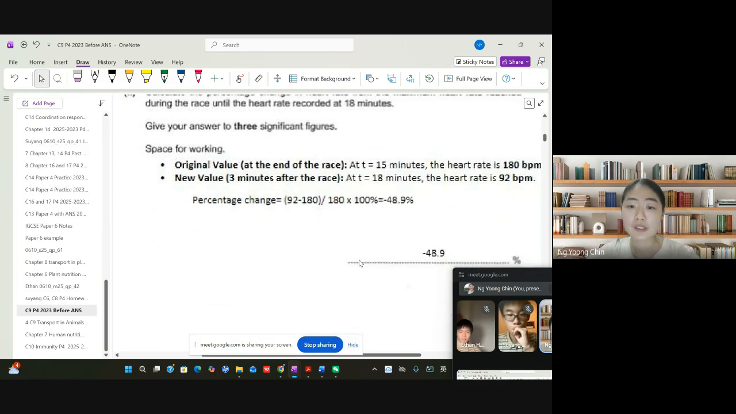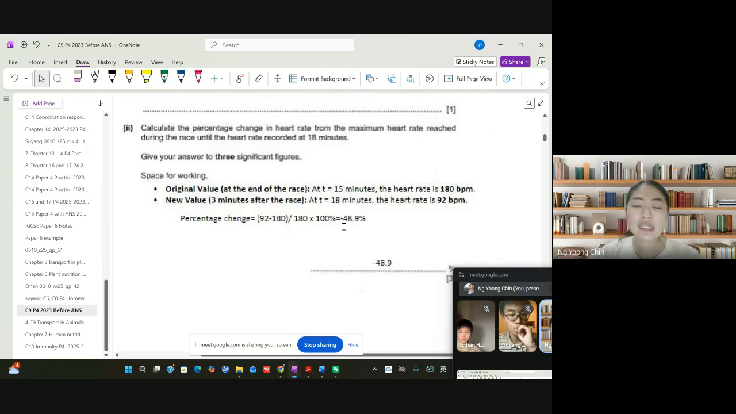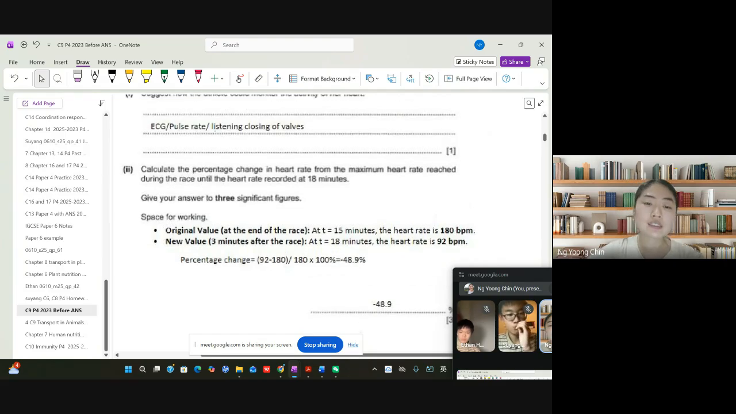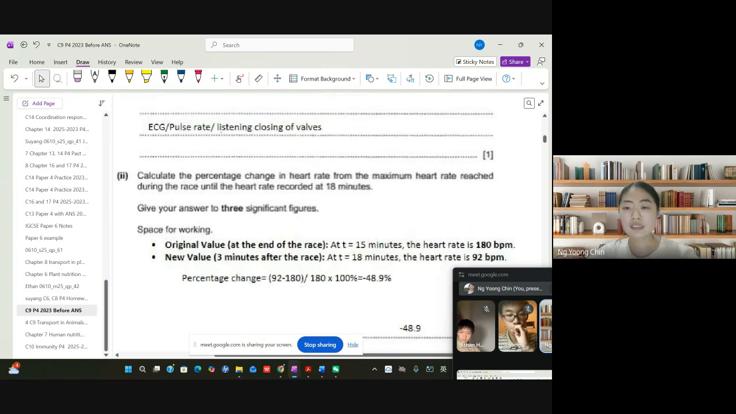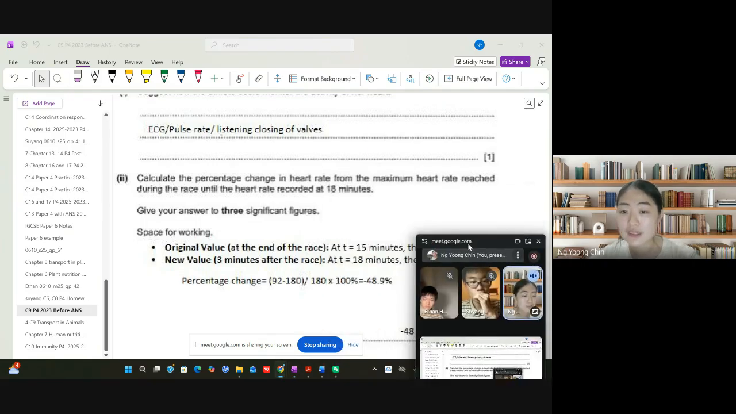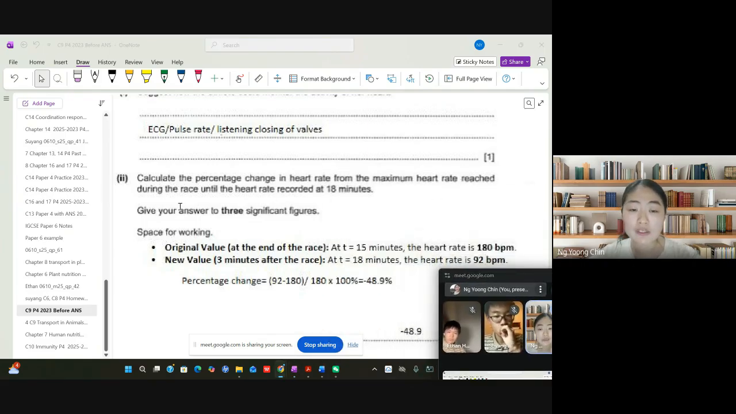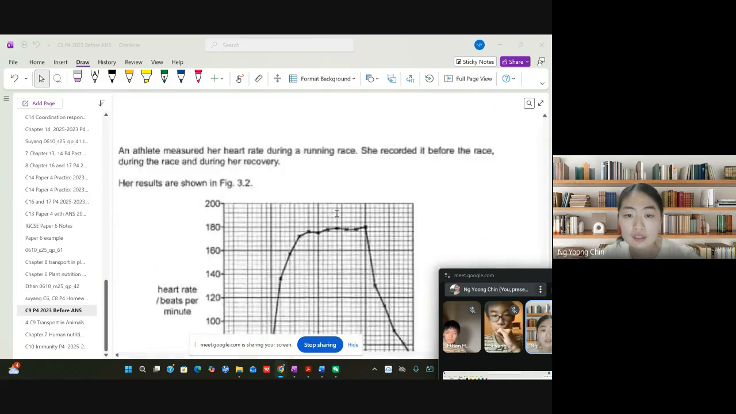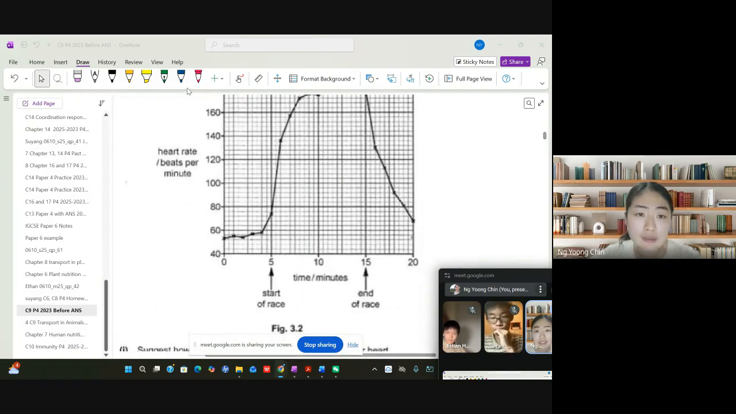Okay, and then this is calculation. How are you able to calculate it? See, they ask about what? Percentage change in the heart rate from the maximum heart rate reached during the race until the heart rate recorded at 18 minutes. So 18 minutes until where? Until here. 1, 2, 3. Yeah, it's here, 18 minutes.